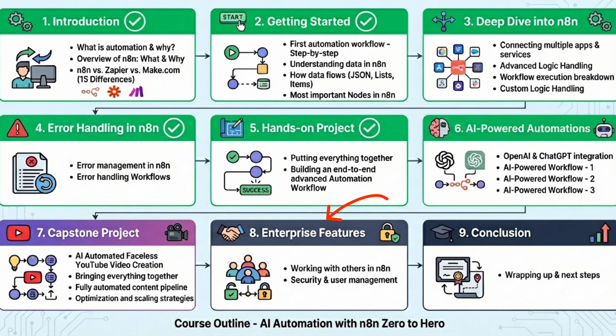In the last section of this course, which is section 8, I'm going to talk about some of the enterprise-grade features of n8n. If you are interested, you can watch that, but don't miss the last lesson, because in that lesson I'm going to provide the next steps that you can take on your journey of becoming an AI automation expert powered by n8n. So I'll see you in the next and the final section of this course.